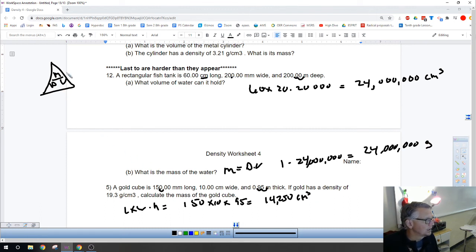And if we want to calculate mass, mass is equal to density times volume. Our density was 19.3 times 14,250. And if we multiply that out, we get 275,025. And that is in mass, so that will be labeled in grams.